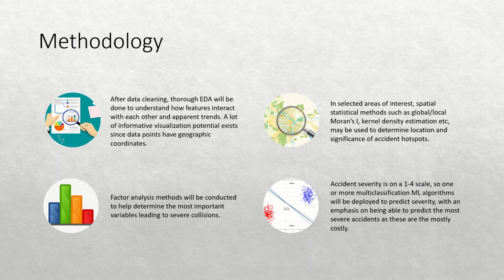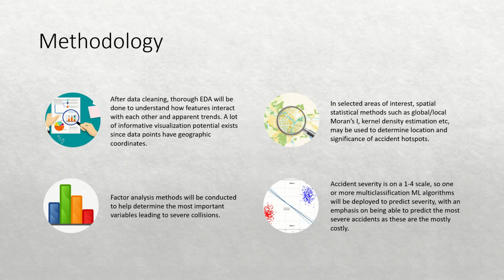Again, with the geospatial nature of it, for selected areas of interest, just because this would be wildly impractical to do across the entire nation, I'm looking to employ some spatial statistical methods on this data set, basically to investigate any clustering and dispersion patterns that accidents show. That can determine the location and the significance of any hotspots I find.